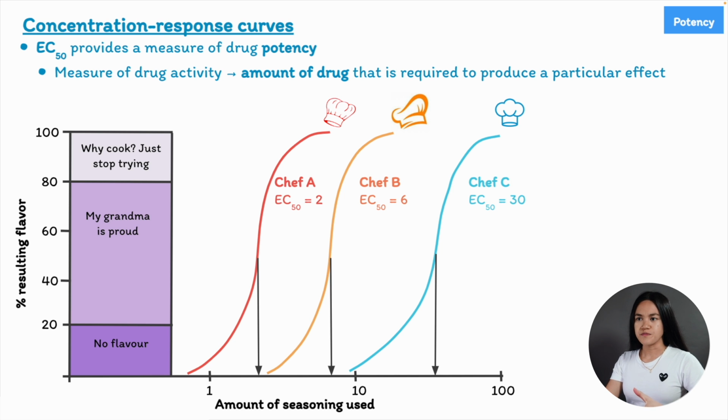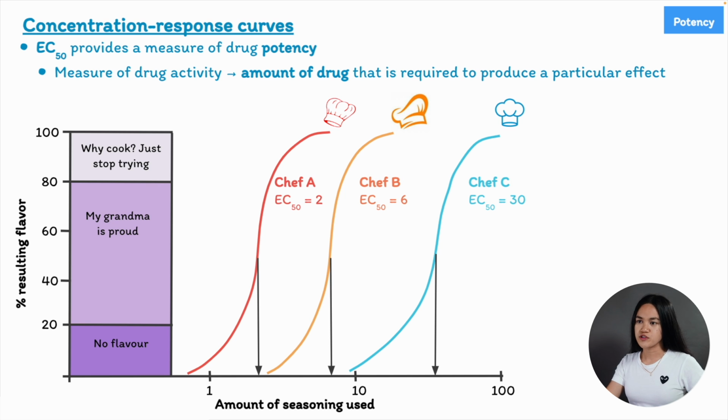So in this analogy, the potency of the chefs represents the potency of drugs, and the seasoning amount correlates with drug concentration. And the CRCs demonstrate how different drugs, in this case chefs, require varying concentration to reach their maximum effect or maximum flavor, with more potent drugs achieving the desired effect at lower concentrations, just as Chef A requires less seasoning to make the dish beautiful. Okay?